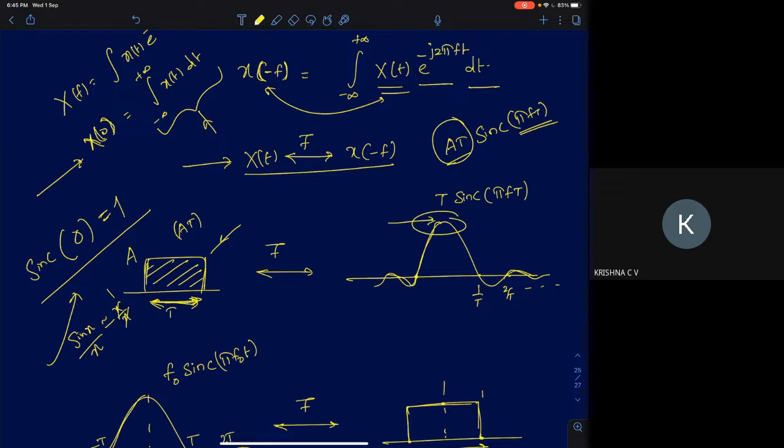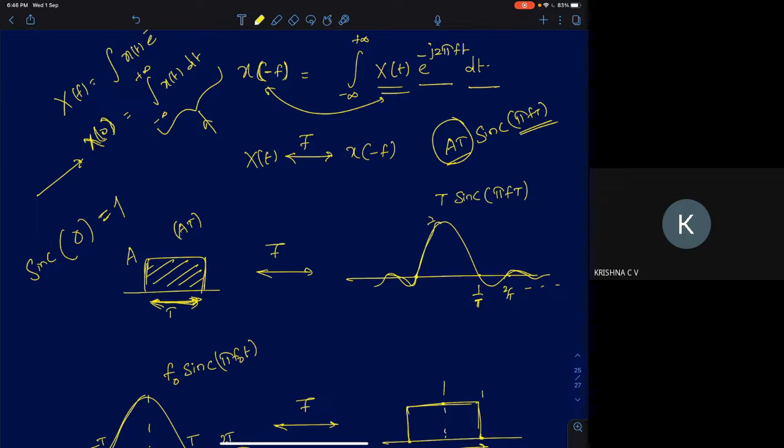So you know everything you need to know about the sinc. You know the zero crossings, you know the peak value. Zero crossings occur at 1 by t, where t is the time interval of this pulse. Using this, it's a very interesting property. We will use this property of duality.